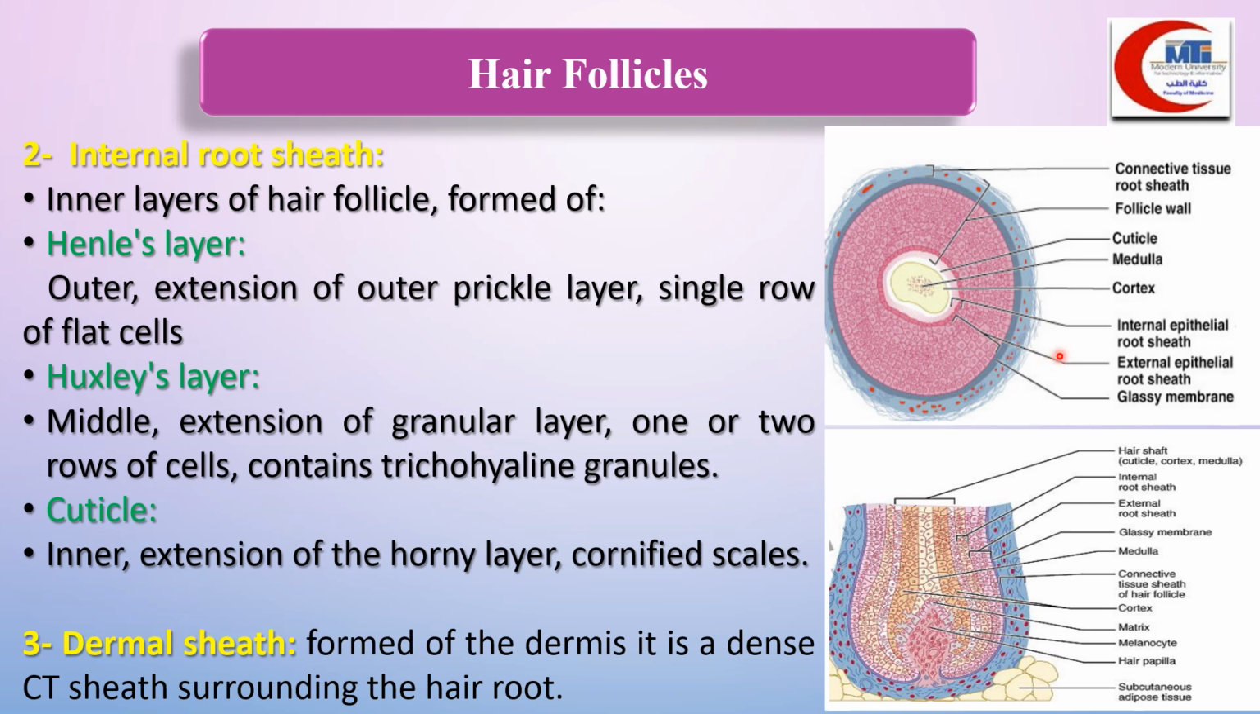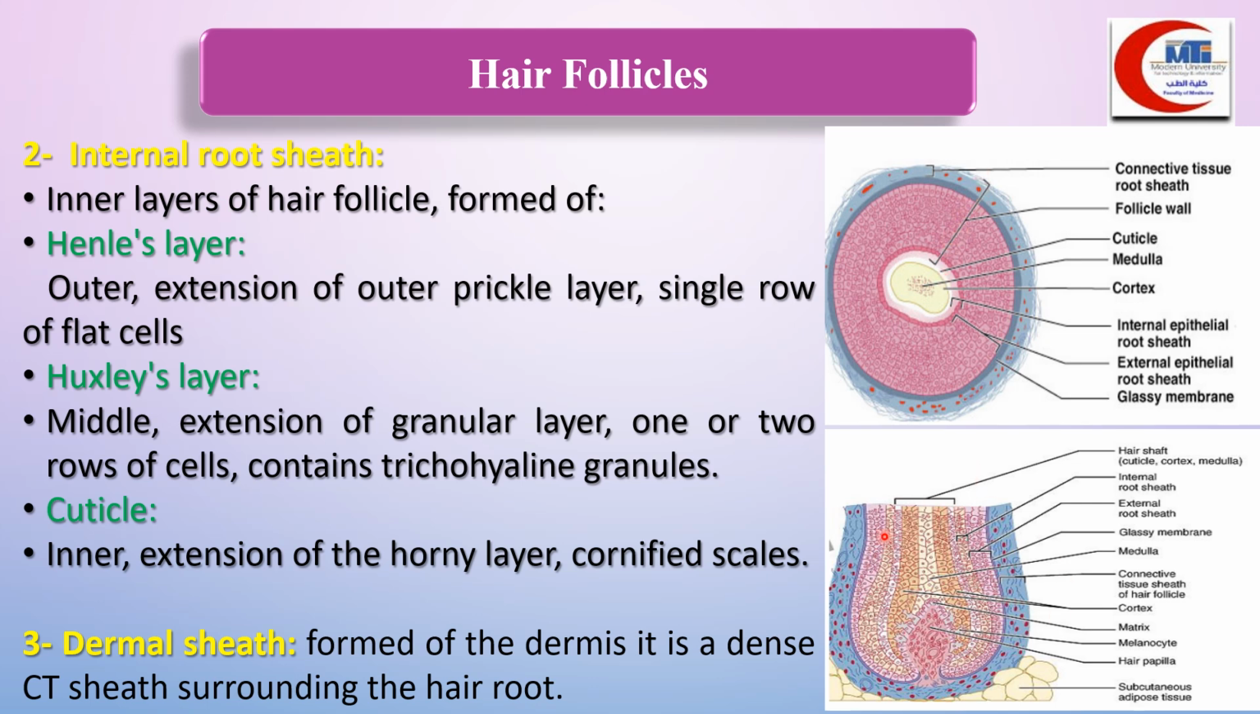Okay, let's see this diagram or photo in cross section of a hair follicle and root of the hair. As we mentioned, the root has the same structure as the shaft, so the root shows the medulla, the cortex, and the surrounding outer root cuticle. Then the internal root sheath, the external root sheath, and the connective tissue root sheath or the dermal sheath. This is all the wall of the follicle.